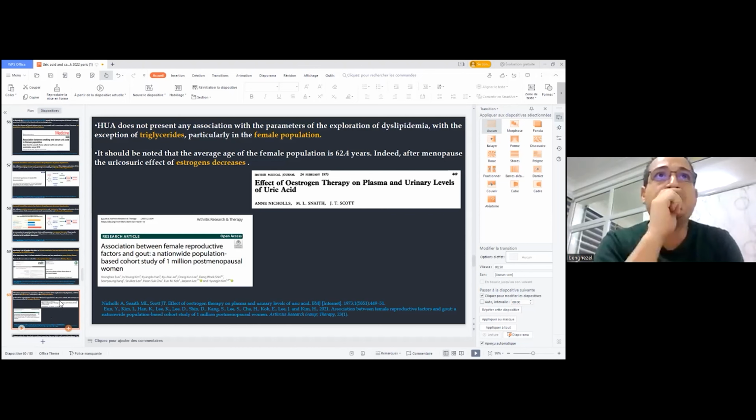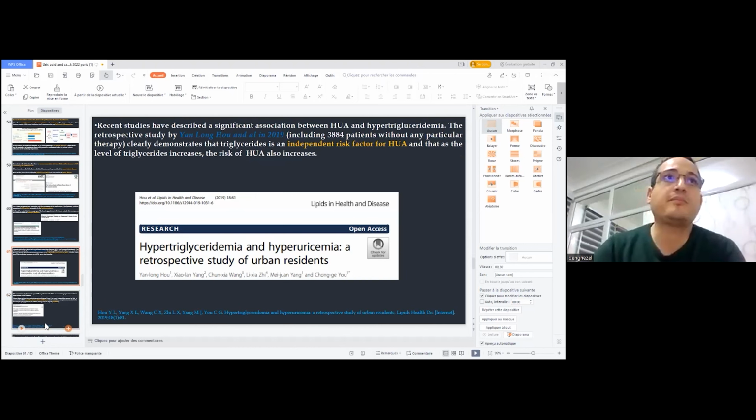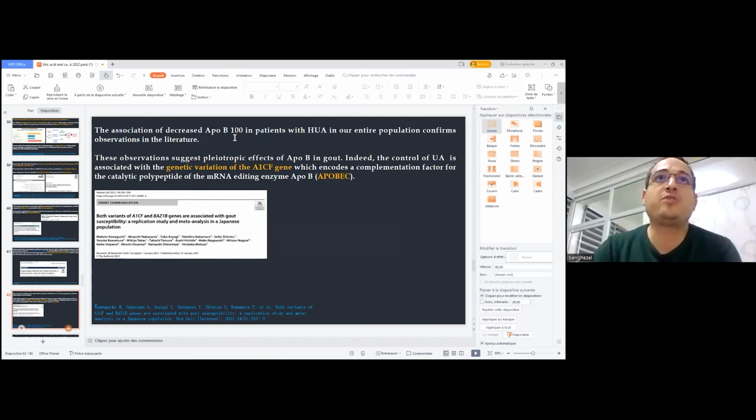Recent studies have described a significant association between hyperuricemia and hypertriglyceridemia. This study demonstrates that triglyceride is an independent risk factor for hyperuricemia. The association of decreased ApoB100 in patients with hyperuricemia in our population confirms observations in the literature. Thus, the study suggests a pleiotropic effect of ApoB in gout.